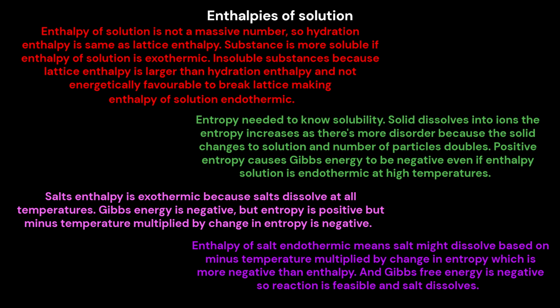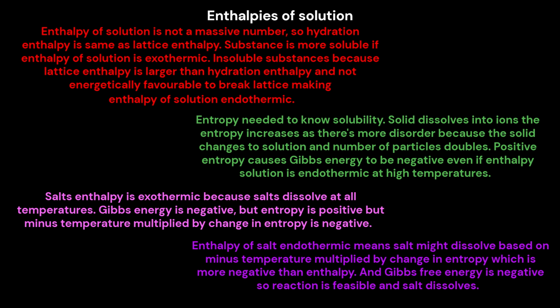A substance is more soluble if the enthalpy of solution is exothermic. Insoluble substances have a lattice enthalpy larger than hydration enthalpy, so it's not energetically favorable to break the lattice, making the enthalpy of solution endothermic. Entropy is needed to know solubility. When a solid dissolves into ions, the entropy increases as there's more disorder because the solid changes to solution and the number of particles doubles. Positive entropy change can cause Gibbs energy to be negative even if the enthalpy of solution is endothermic at high temperatures.